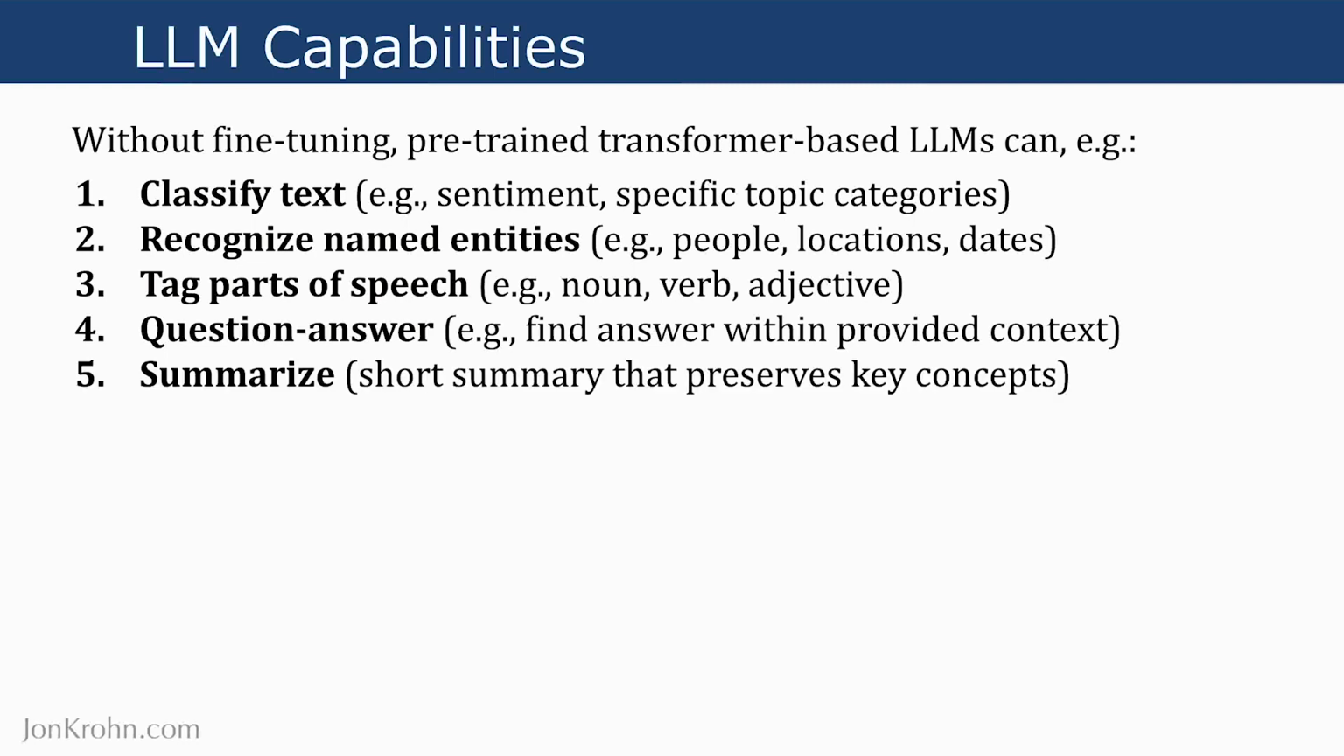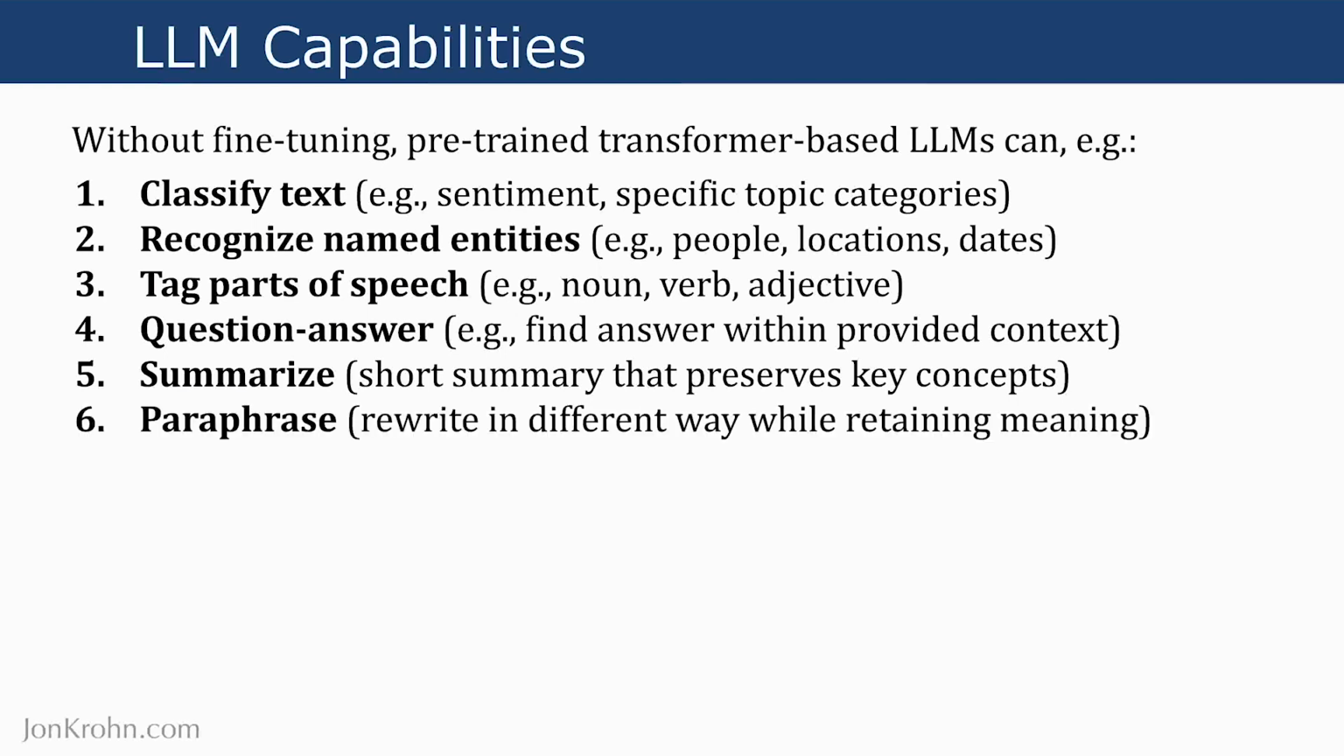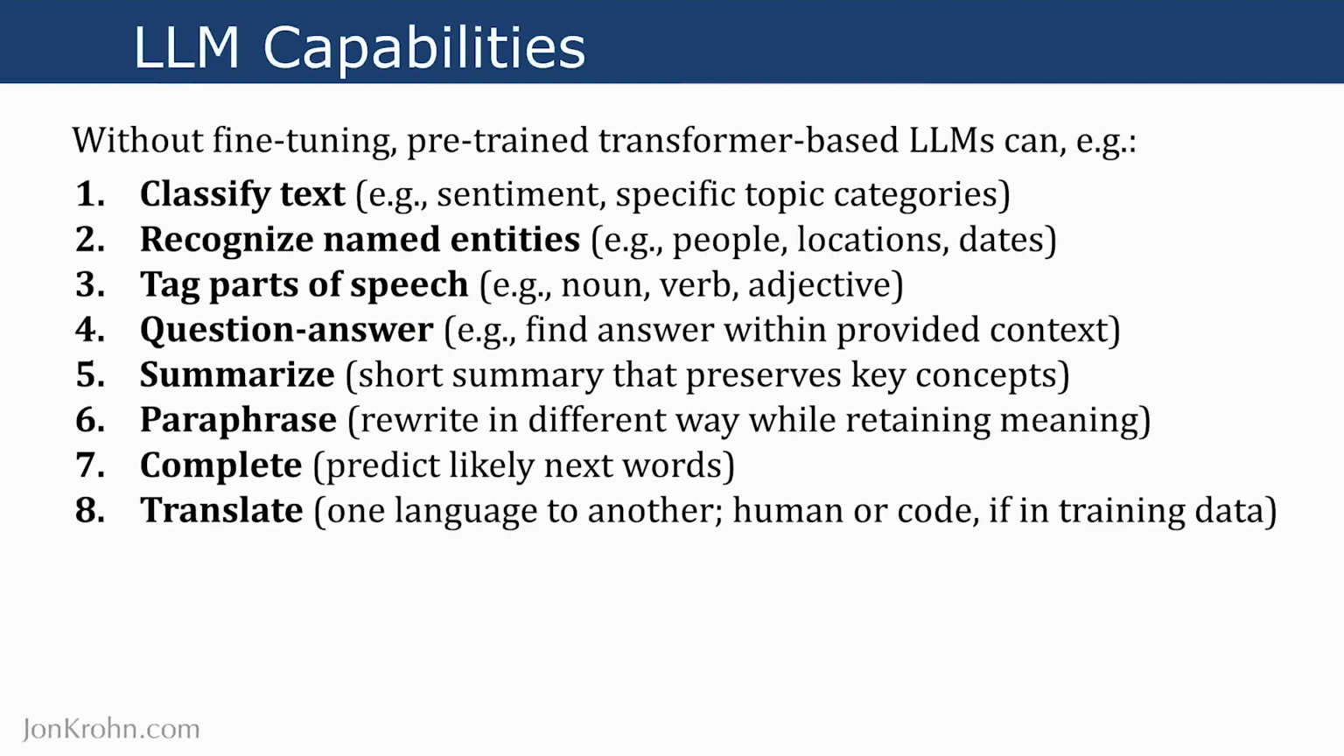You can ask it to summarize things. So we already saw T5 do this. It'll create a short summary, but preserve key concepts. You can ask it to paraphrase, which is kind of like summarization, but it means keeping the length and rewriting it in a different way while retaining meaning. You can ask it to complete things, like predict next words. You can ask it to translate.